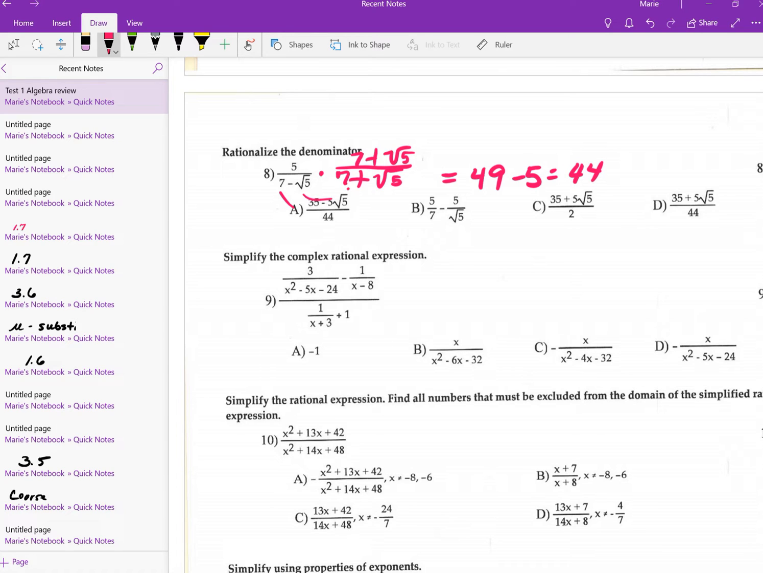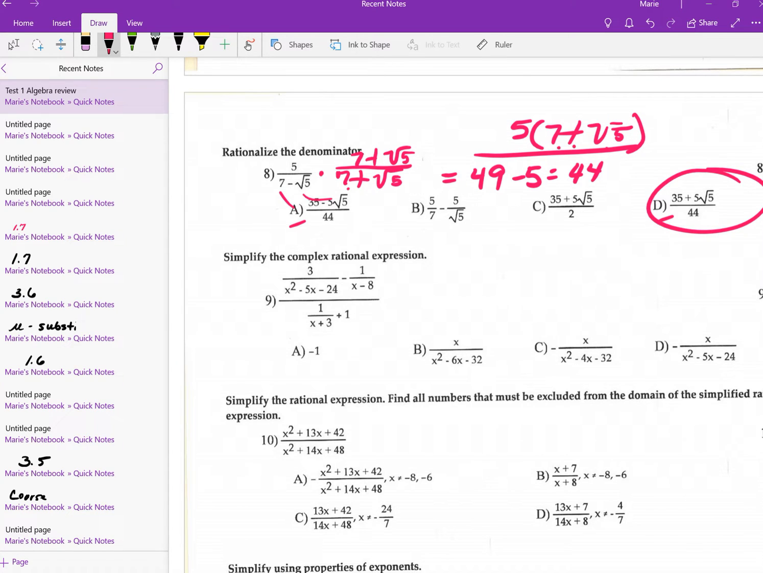So I'm looking at answer choices either A or D as possible answers. The next part to consider is the numerator, which in this case is basically distribution. So this is going to give you 35 plus 5 square root of 5, and so we could see that's our answer in this case. That's a plus, not a minus, right? Because that's a plus. We're using the conjugate.